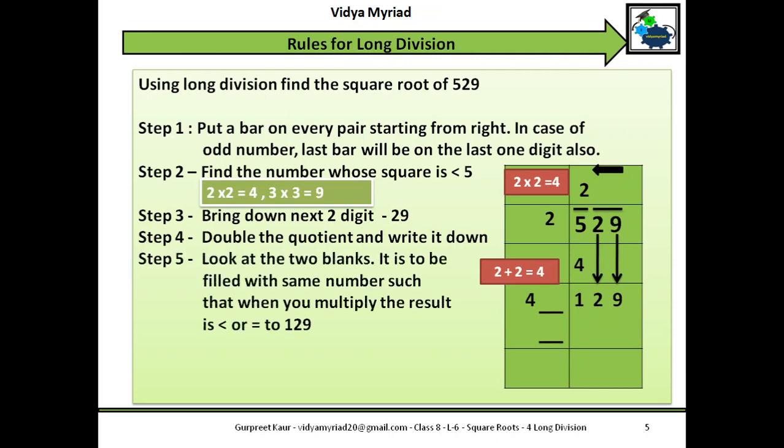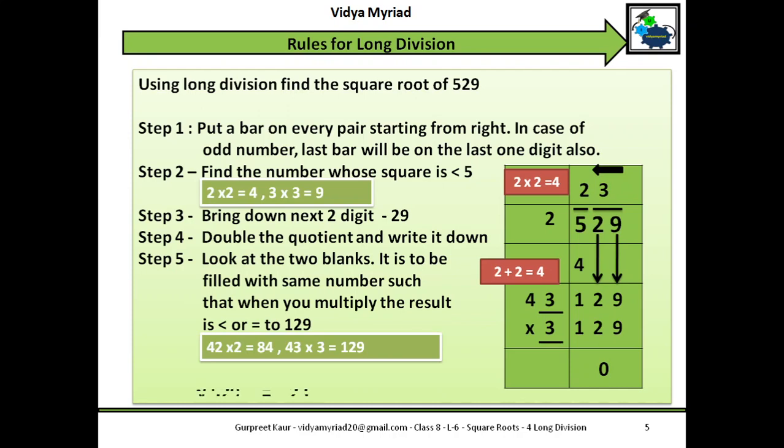So what I will do is, I will try to find out such a number with which I should get either 129 or less than 129. So if you see, 4 is there and 4 I have multiplied with 2. 42 multiplied by 2 gives you 84. 43 multiplied by 3 gives you 129. So my correct option is, I will write 3 in that box and 129, with which I get remainder as 0, which means that square root of 529 is 23.